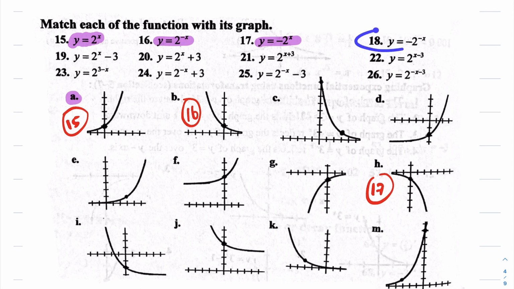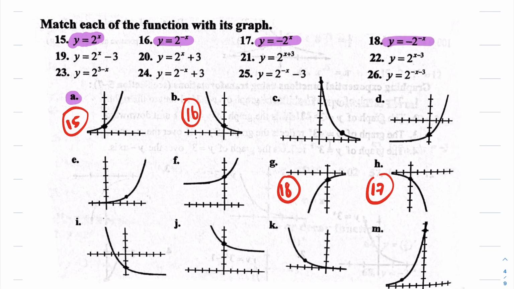Now let's take a look at 18. Here we're going to take our y equals 2 to the negative x function and multiply that by a minus sign. We have our y equals 2 to the negative x function, which will be this right here. Multiplying that by a minus sign, it's going to go up and look like this. We want to see where that exists, and we'll see that it exists at g. So the answer for 18 is going to be matching with g.